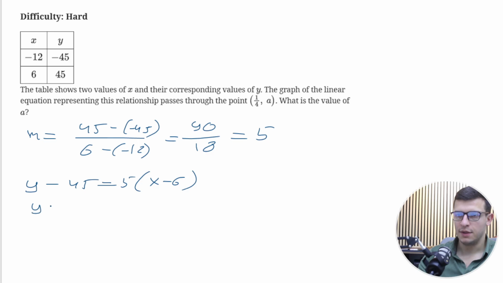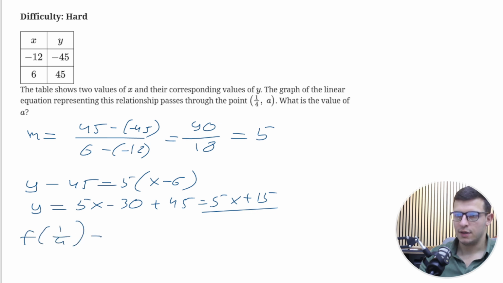I can open it up. Y minus 45, let's do that. Y equals 5x minus 30. I open the second bracket and add the 45. So 5x plus 15 is my equation, right? And if I now plug in 1 over 4 for x, I'm looking for basically f of 1 over 4, and that's going to be 5 times 1 over 4 plus 15. 5 times 1 over 4 I think is 1.25, plus 15, and that's going to be 16.25.